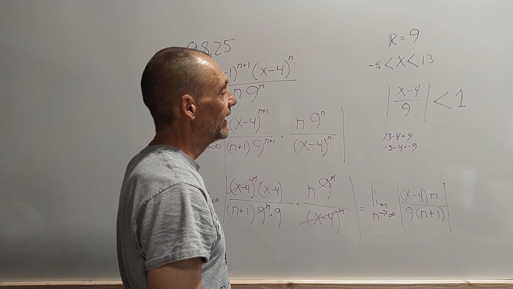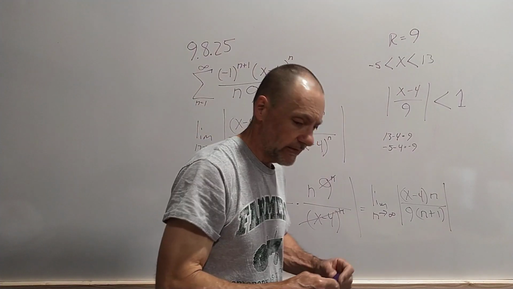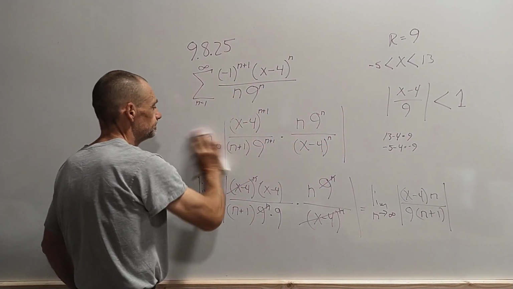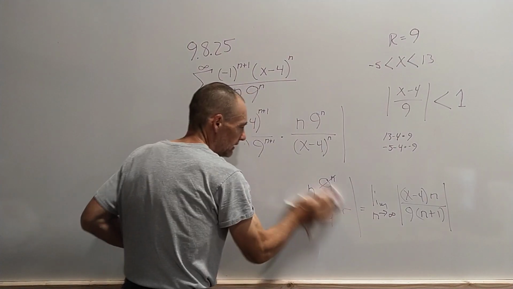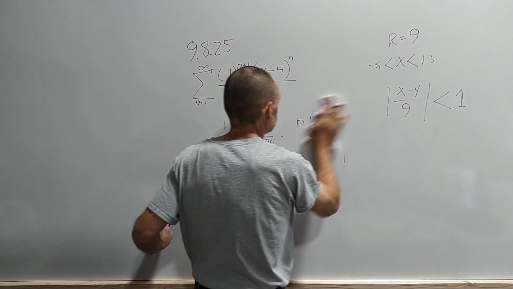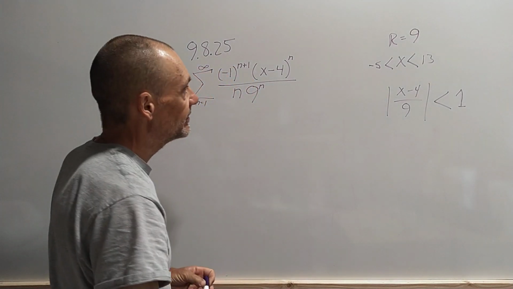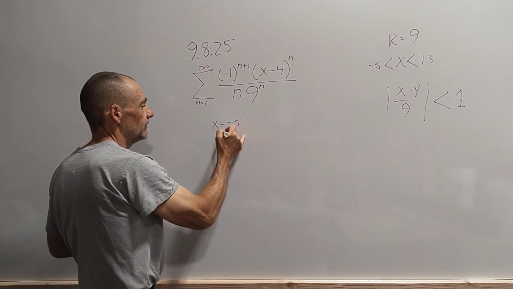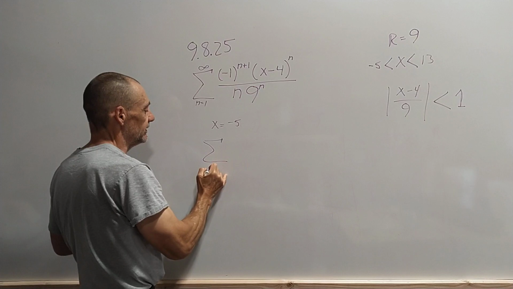Now, the interval of convergence is a different story, right? So for the interval of convergence, we're going to look at two special cases. Those two cases being the endpoints. Okay. So what happens if x is -5? Okay, so we're investigating this, right? If x is -5, then we end up with this.